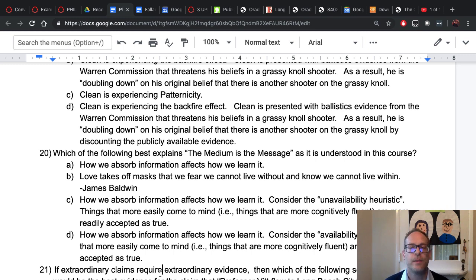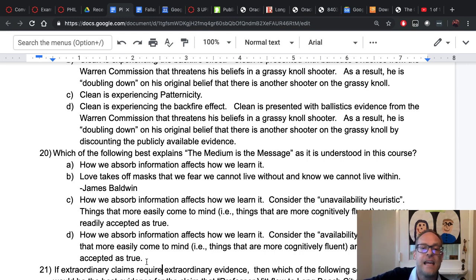Consider the unavailability heuristic. Things that more easily come to mind, that is to say, things that are more cognitively fluent or more readily accepted as true. D, how we absorb information affects how we learn it. Consider the availability heuristic. Things that more easily come to mind, that is to say, things that are more cognitively fluent or more readily accepted as true.